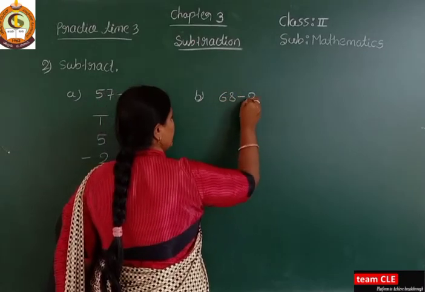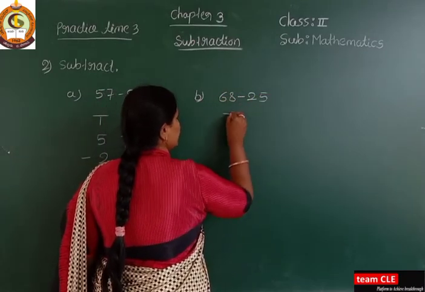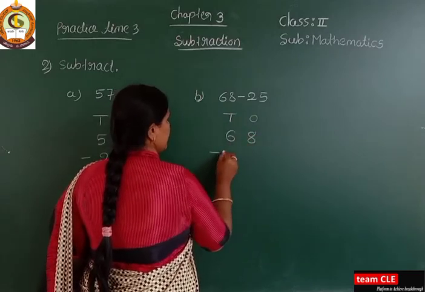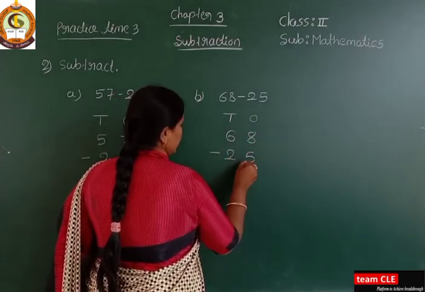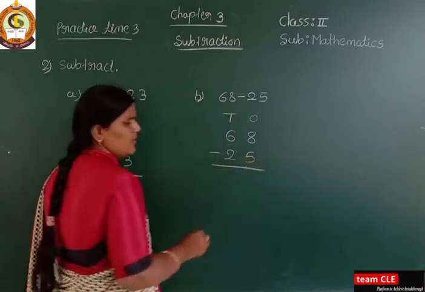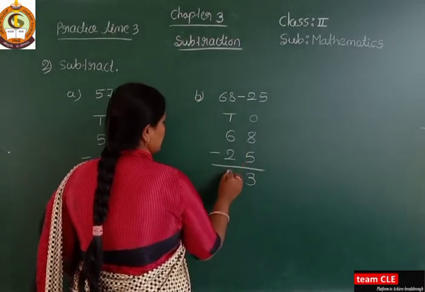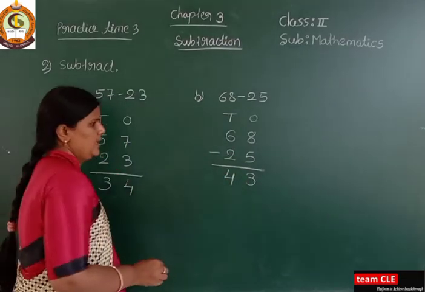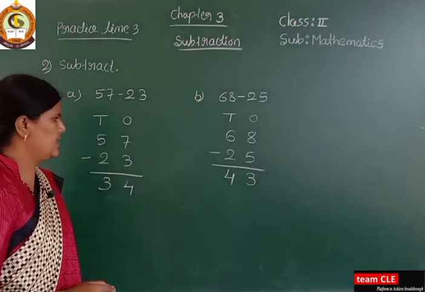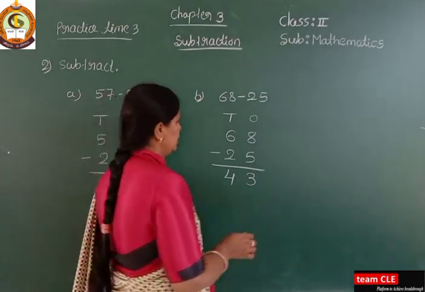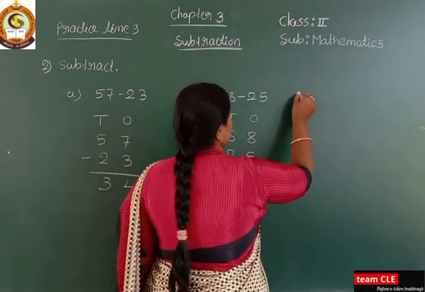Next, B1, 68 minus 25. Tens, ones, 68 minus 25. 8 minus 5 is 3. 6 minus 2 is 4. So the answer is 43.